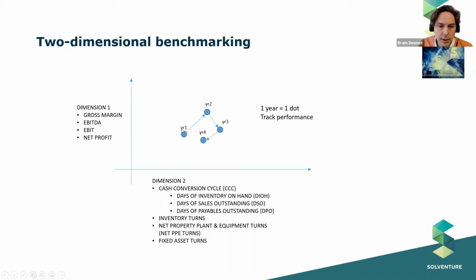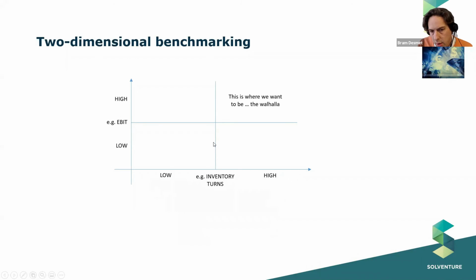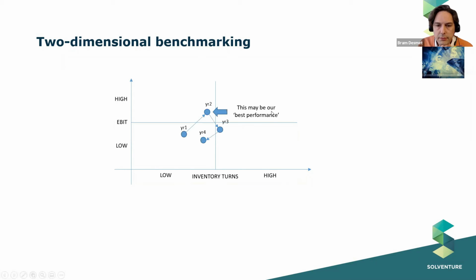So it could be that you say, okay, in year one, my EBIT was 10% and, for instance, my inventory turns were 3. Year number 2, my EBIT was 20% and my inventory turns were 4. And you can track your performance throughout the different years. And where you want to be, looking at inventory turns, is probably over here. This is where we want to be. We want to have a very high margin, very high EBIT, and very high turns. High turns means low days, so low inventories. That's maybe where you want to be, but that's not necessarily where you ever got it.